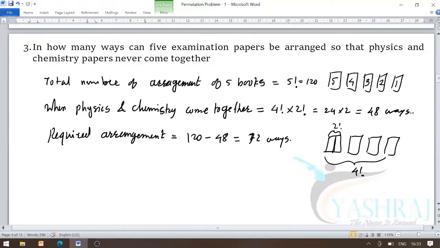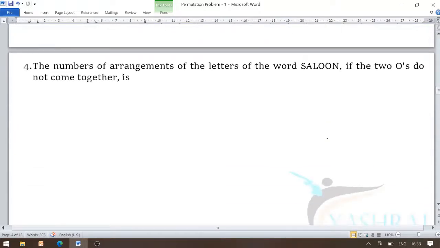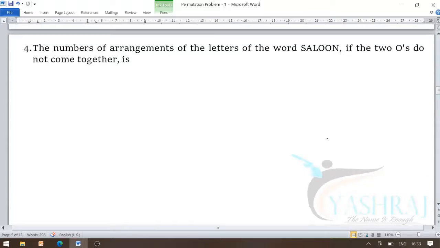And as per the required case, we want physics and chemistry papers, or might be the books, never to come together. So the total arrangement for 5 papers is 120. Among them, subtract physics and chemistry papers coming together, the 48 ways. So 120 minus 48 gives us 72 ways such that physics and chemistry papers never come together. Now look at the next problem. The number of arrangements of the letters of the word SALOON if the O's do not come together is given by.